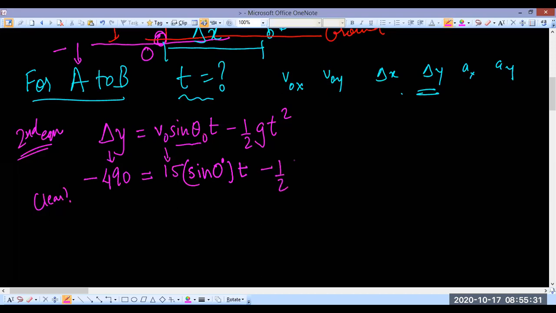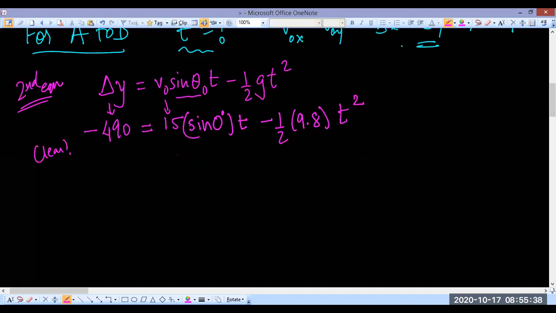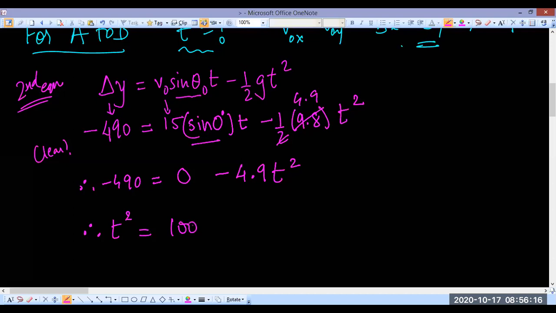We have to find minus 1 by 2. G is 9.8. It is given in the question. T square. Now we have to solve this equation. Minus 490 is equal to sine 0 is, come on people, sine 0, everyone. Sine 0 is 0. 0 into anything is 0, so we don't care about that. 2 is dividing 9.8, so we get 4.9. Now you can divide and you get t square equal to 100. So t is equal to 10.